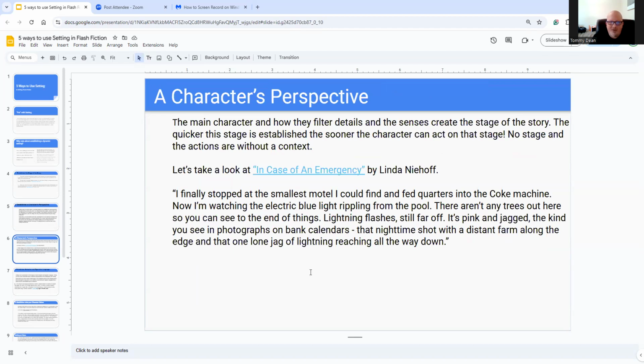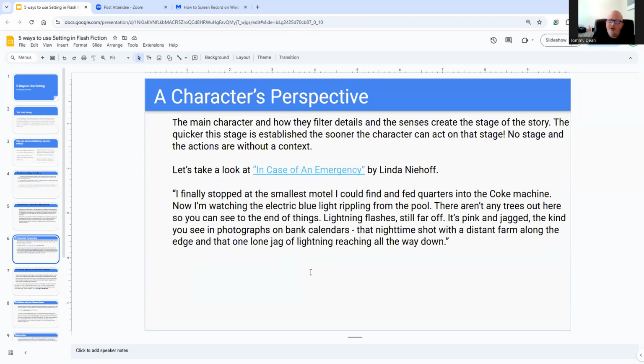So here we will take a look at In Case of an Emergency by Linda Niehoff. And here is a paragraph that shows us how the character is giving their perspective to us in this moment that they have come upon a hotel in the middle of a long journey. "I finally stopped at the smallest motel I could find and fed quarters into the Coke machine."